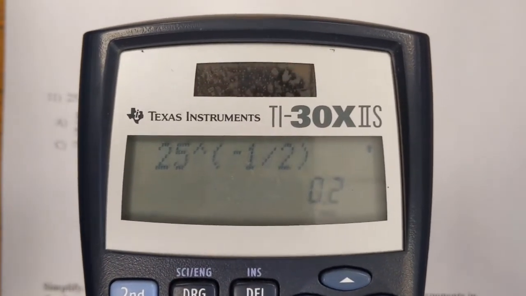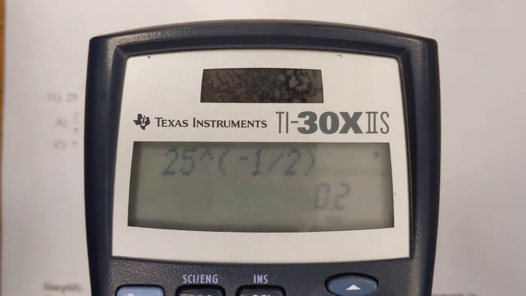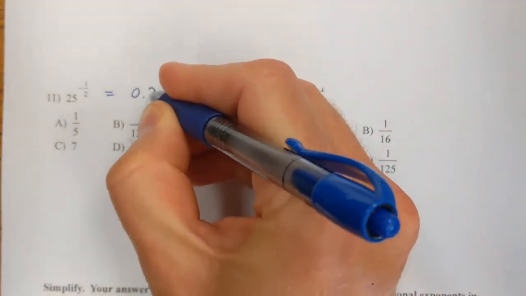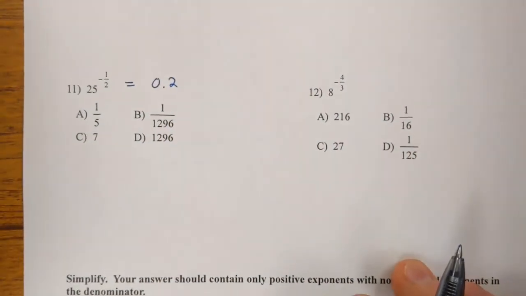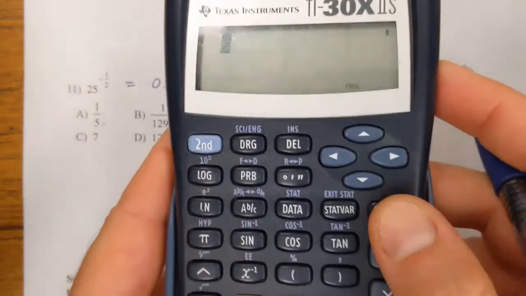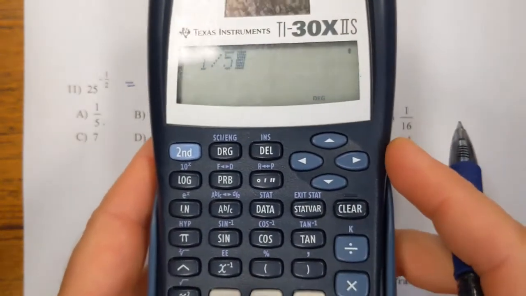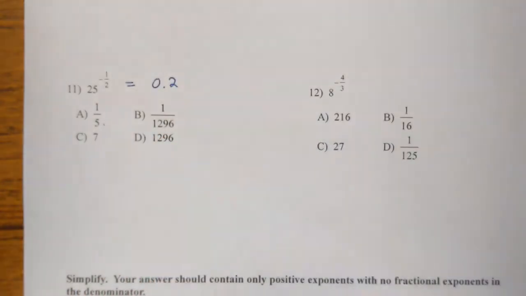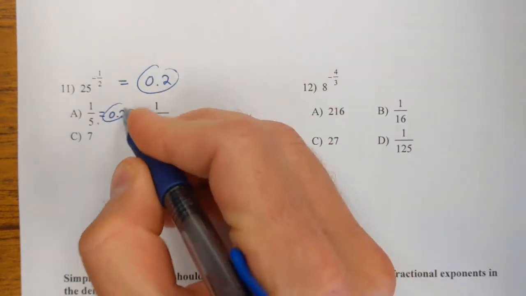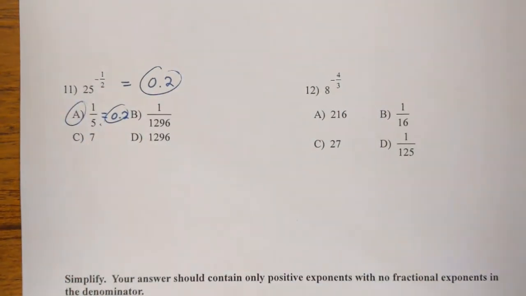Now you notice here using my calculator, this answer comes out to 0.2. And that initially does not look to be one of my choices. But you can convert these fractions into a decimal. 1/5, if I take 1 divided by 5, that is also 0.2. So you can see the match here. The answer to this one's going to be A.